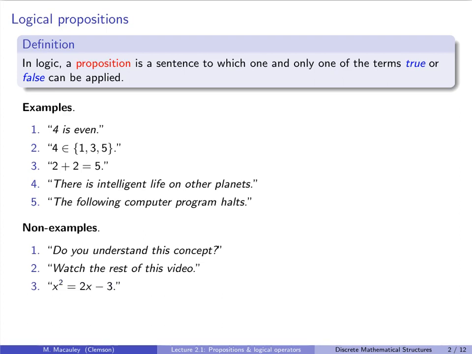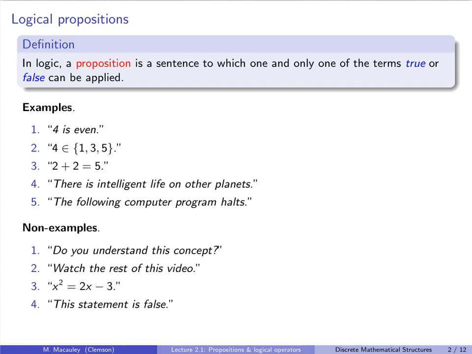X squared equals 2x minus 3. This is true for some values of x and false for others. So this is not a proposition. We could make it into a proposition, though, by adding a few words. Say, by adding for all x or for some x.